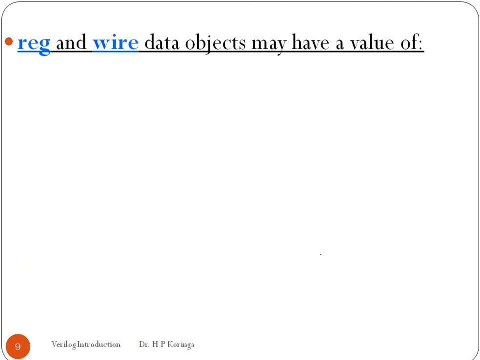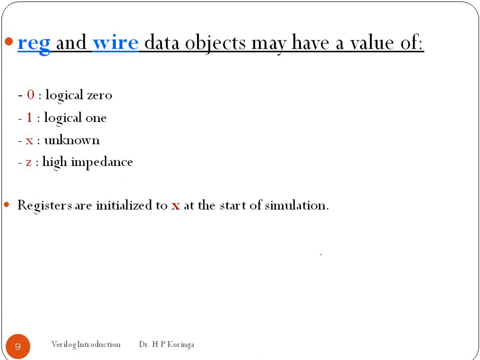Let's see what a variable is in Verilog. There are two types of variable: one is reg and the other is wire. A data object may have a value. So reg and wire can hold four different values. One is logic 0, logic 1, unknown, and high impedance. Registers are initialized with X at the start of simulation. So remember, when we do not assign any value, it is initialized with unknown. Any wire not connected to something has the value X.